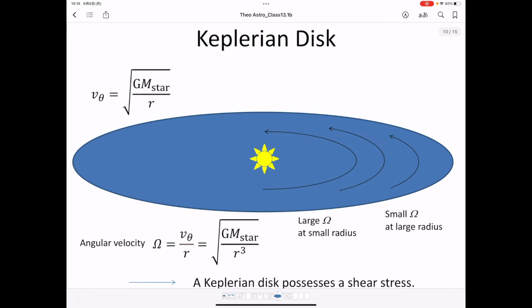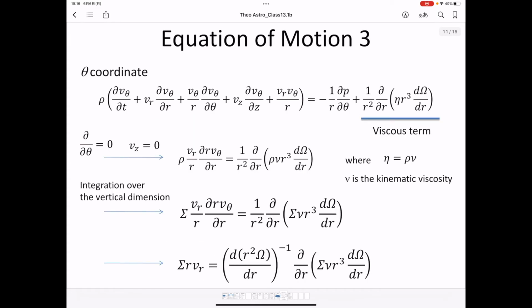The angular velocity can be calculated as v sub theta over r, so the square root of GM sub star over r cubed. So if you consider a large radius, there is a small angular velocity; if you consider close to the protostar, a large angular velocity. A Keplerian disk possesses a shear stress due to different angular velocities. Next is the equation of motion in the theta coordinate. This is the last equation that we use. The last term is added to explain the viscous term due to the shear stress.